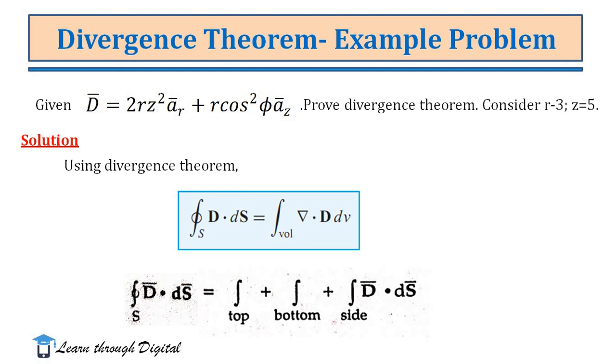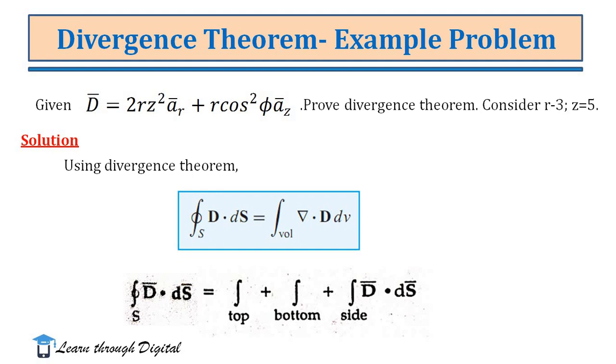Here I am considering one example. Given D vector is equal to 2rz² ar vector plus r cos²φ az vector. Prove divergence theorem. Consider r is equal to 3, z is equal to 5. So first, start with the problem.